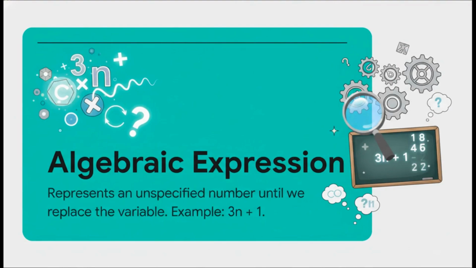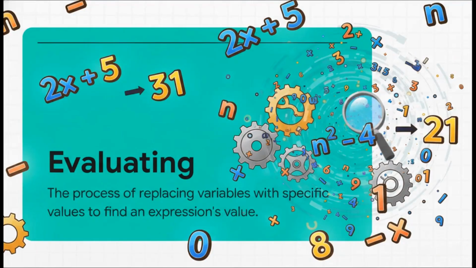It's just a mix of numbers, variables, those letters like n, and your basic operations like adding or multiplying. Think of an expression like 3n plus 1. It's kind of like a fill-in-the-blank sentence. It doesn't really have a final value, not until we know what number n is supposed to be. And that right there leads us to the main event for today, evaluating.